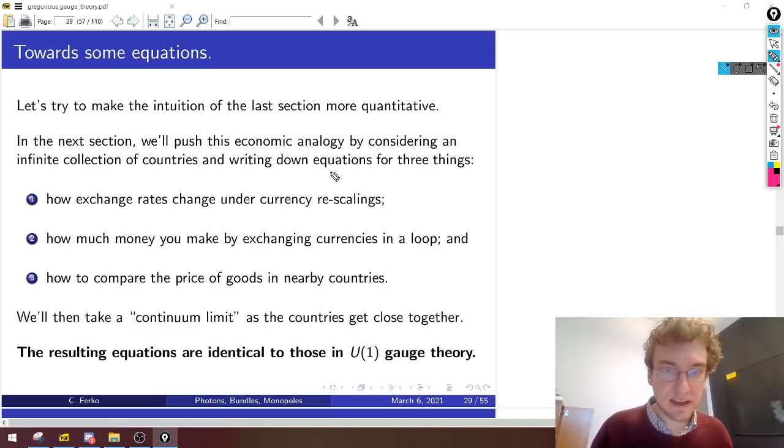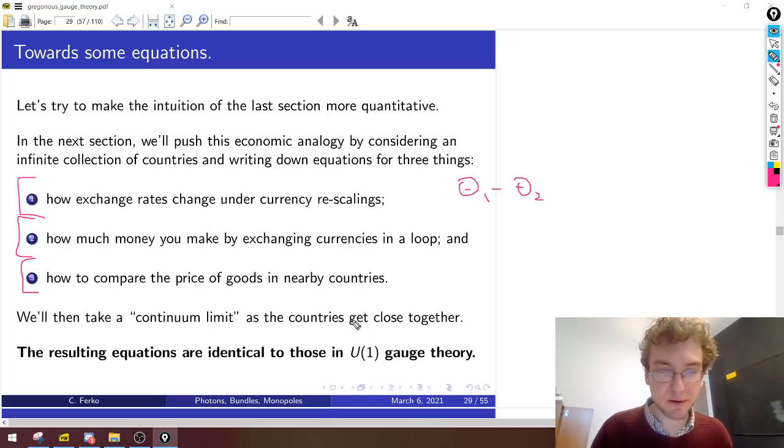And our goal is going to be to get equations for three different things. We want to see quantitatively how an exchange rate changes under currency rescalings, which is basically what Tetra said at the beginning, measuring this theta 1 minus theta 2. But as it turns out, it will be convenient to introduce exponentials so that we can change between differences and quotients, basically. So we'll do that quantitatively. We'll write down a field which measures how much money you would make by exchanging currencies in a loop, just like this example where we doubled our number of Deutsche Marks. And we'll write down a derivative which compares prices in nearby countries. This is the covariant derivative I was hyping up a moment ago. And then finally, even though we're on a lattice, I'll take a continuum limit, so our equations will now be accurate for functions, not just for lattice values.